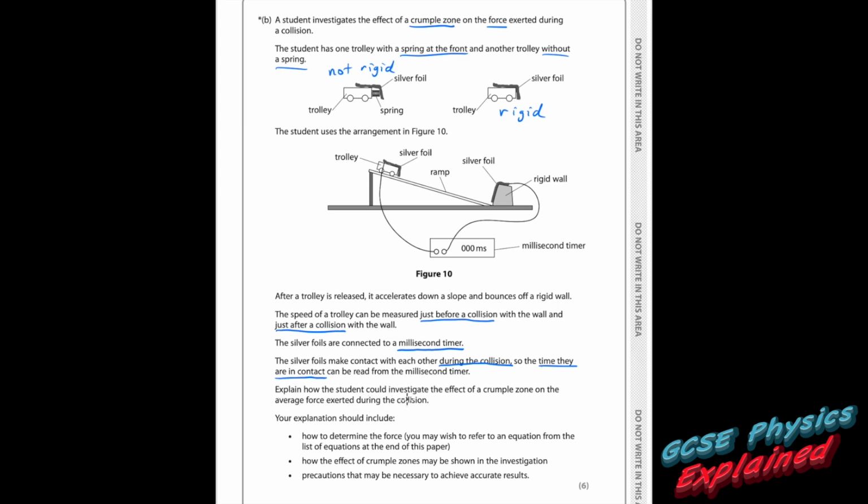Explain how the student could investigate the effect of a crumple zone on the average force exerted during the collision. I mean, this is a 6-mark. It's going to take 6 minutes to read the question. Your explanation should include how to determine the force. You may wish to refer to an equation from the list of equations at the end of the paper. Yep, base your explanation on the equation, definitely. How the effect of crumple zones may be shown in the investigation and precautions that may be necessary to achieve accurate results.